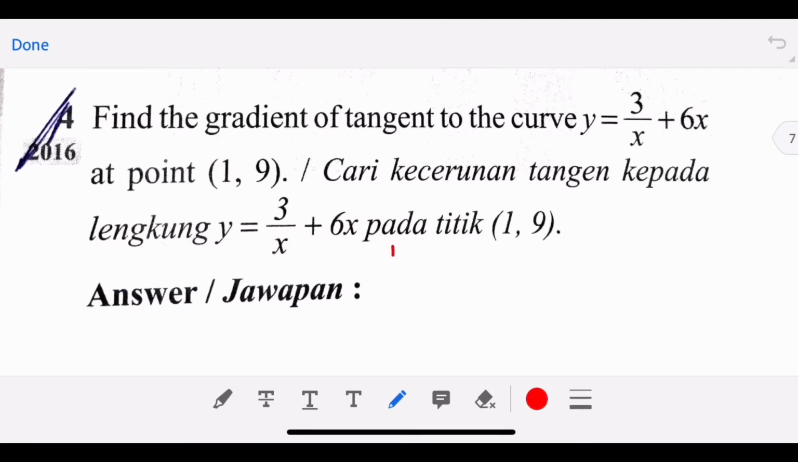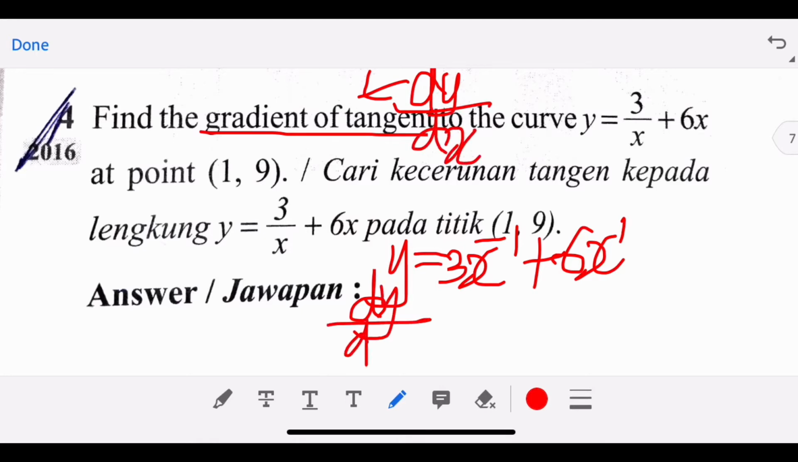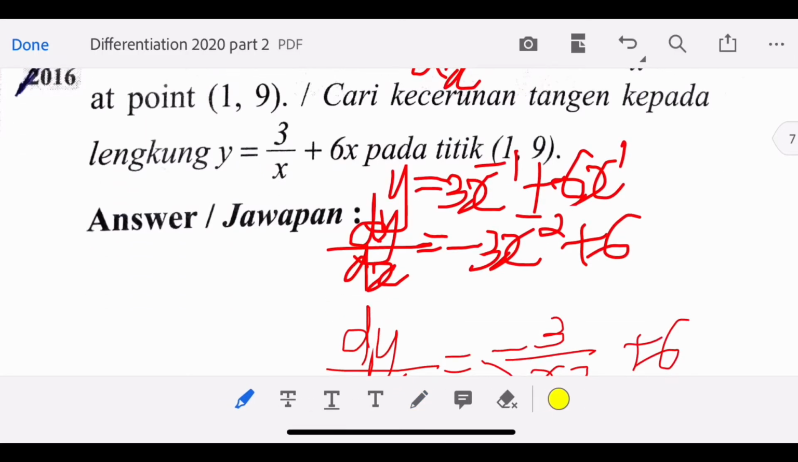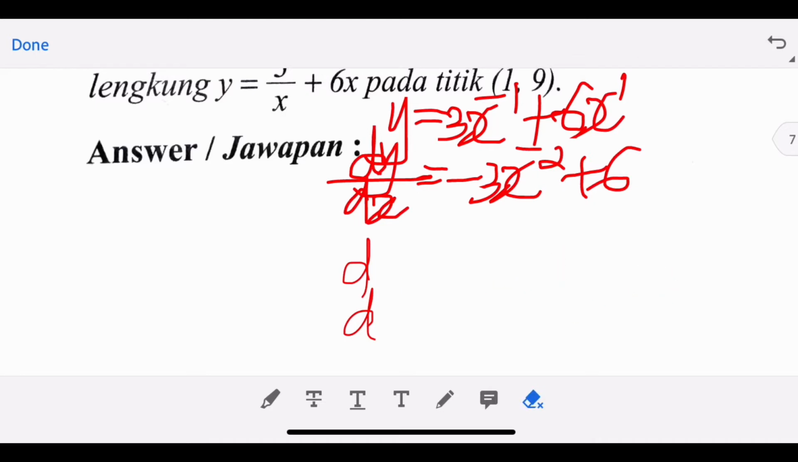After I post one video, I think still got many students asking for more lesson on differentiation. So let's start now. So first, find the gradient of tangent. When you see gradient of tangent, it means dy/dx. So you just express your y in terms of the power, 3x^-1 + 6x. Then you differentiate, you get -3x^-2 + 6. And then write in fraction before you substitute x equal to 1 into your dy/dx.